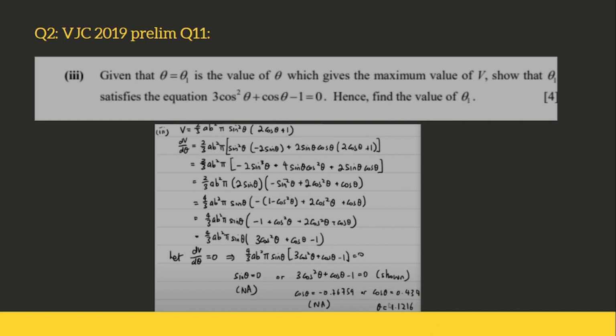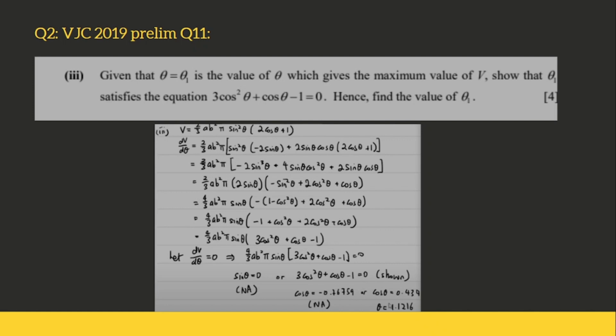So the thing is that we want our final answer to be solely in terms of cosine theta or cosine squared theta. So after we get the sine squared theta, we try and remove it with a 1 minus cosine squared theta, which is of course from the identities, which we can use from our MF26. So afterwards we do that, we can rearrange some things here and there. We get our 3 cos squared theta plus cos theta minus 1.